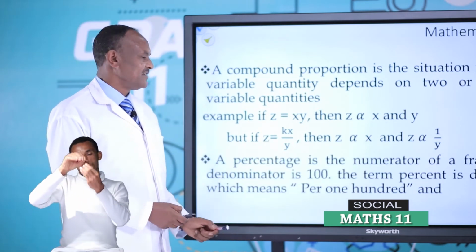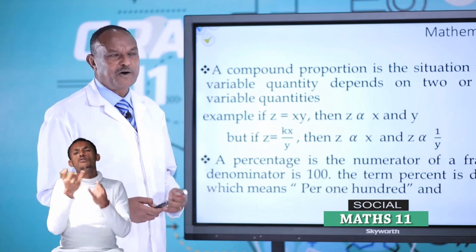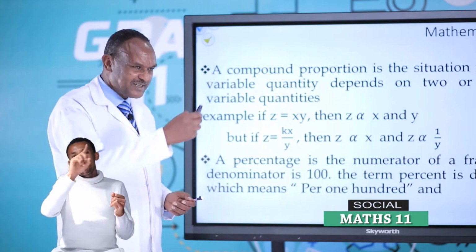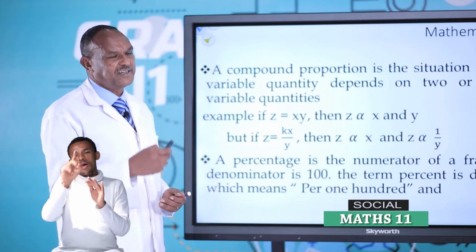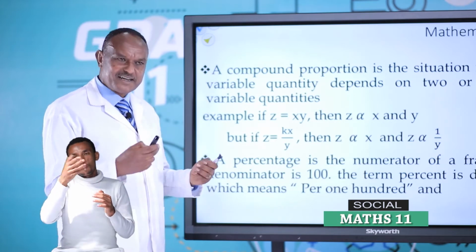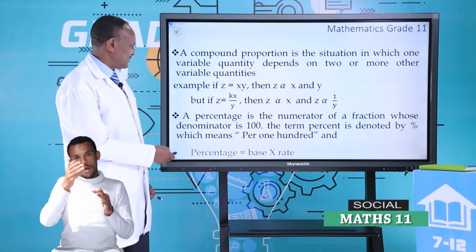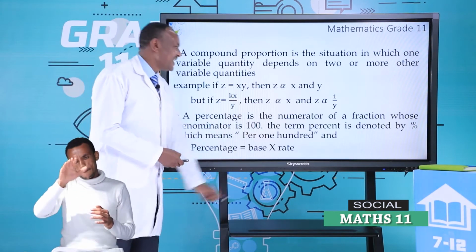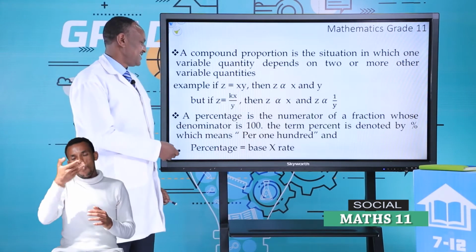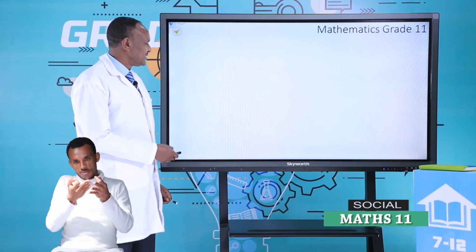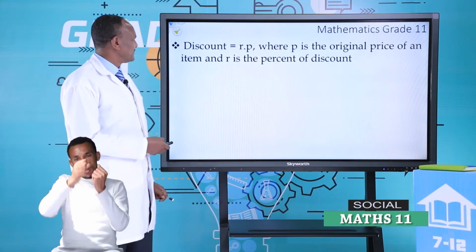What is percentage? Percentage is a fraction out of 100. When a fraction is expressed out of 100, say 3 over 100, the 3 is said to be a percentage of a given value, per 100. Percentage can be expressed as the product of the base times the rate.